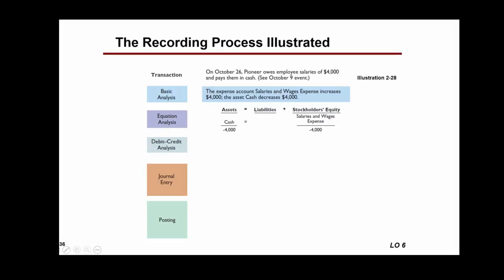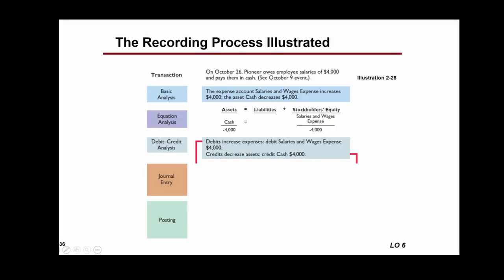Now, debit and credit analysis. Cash decreases, so we know that we are going to credit. And we have expenses that have increased, we debit them. As you can see, there's some kind of pattern here. And it's easy. Think about how each account is affected. Cash is decreasing. So what happens when cash decreases? We credit it. What happens when an expense increases? We debit. As simple as that.